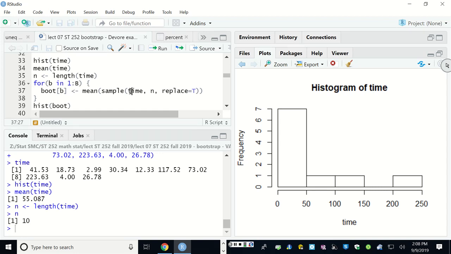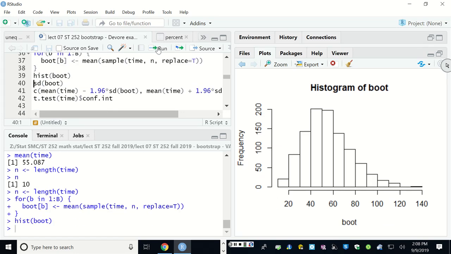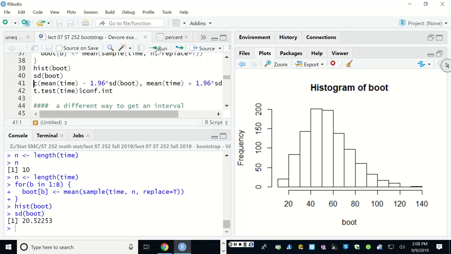Again, it's just change the time name in there because it's a different data set. I didn't set up B or the bootstrap. I'm just reusing some of those, overriding it. New length of n, sample with replacement. Run that. Here's the bootstrap samples. Still a little bit of skewness, I guess, right in there. The standard deviation of those is 20.5, right?